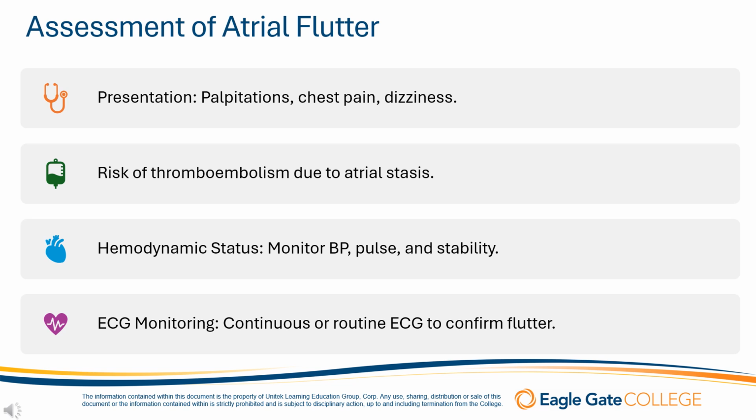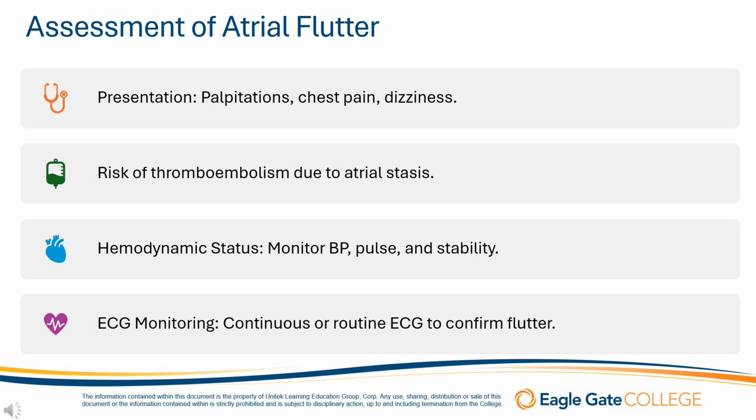Assessing the hemodynamic status of a patient with atrial flutter is crucial. Regular monitoring of blood pressure and pulse helps to evaluate the stability of the patient. A rapid ventricular response can lead to hypotension and signs of poor perfusion, such as cool extremities, altered mental status, or decreased urine output. Monitor for signs of hypotension, which can indicate poor cardiac output and perfusion. Assess for irregularity and rate of pulse. A high ventricular rate can lead to hemodynamic instability. Look for signs of adequate perfusion, such as warm extremities, normal mentation, and stable urine output.